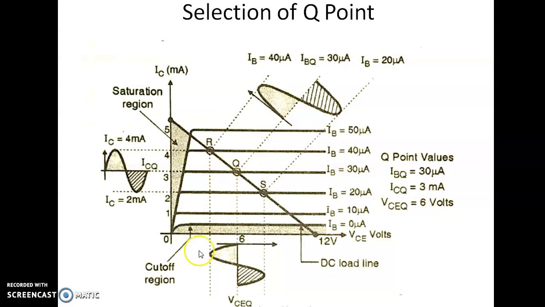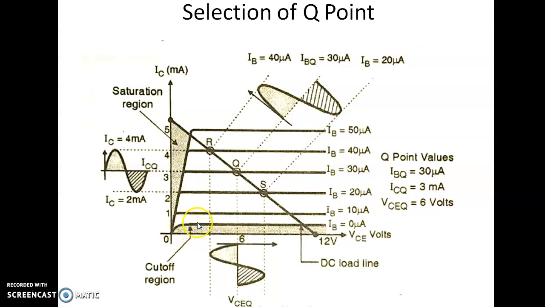As we know, this is the output characteristic of the common emitter transistor. In the output characteristic, the x-axis represents the collector emitter voltage and the y-axis represents the collector current IC in milliampere, and we take readings at different parameters. First we keep IB, the base current, at 0 microampere. In that case, if we change the collector emitter voltage, there will be a change in the collector current like this.